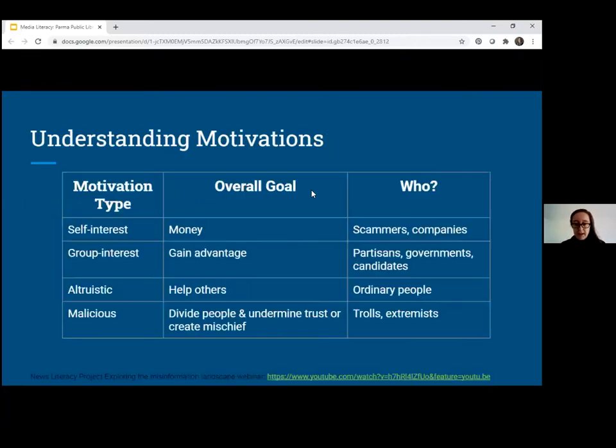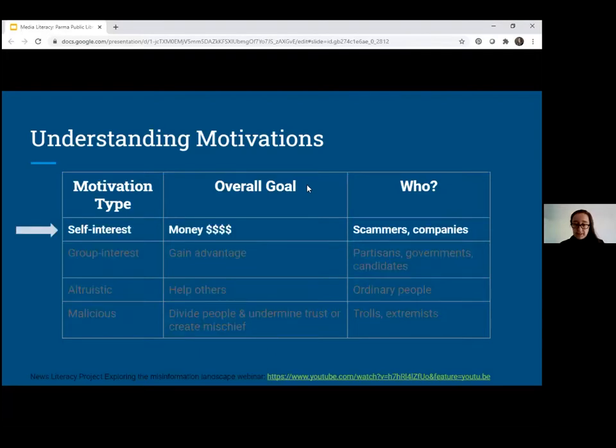So, understanding motivations. There are basically 4 different types of motivations. And this is something I took directly from the News Literacy Project. This is their model of these motivations. And we're going to give examples of each of the 4. So starting with self-interest.